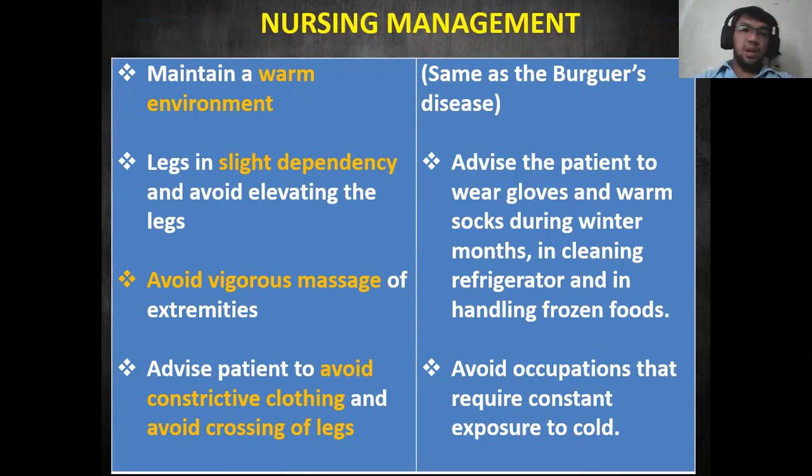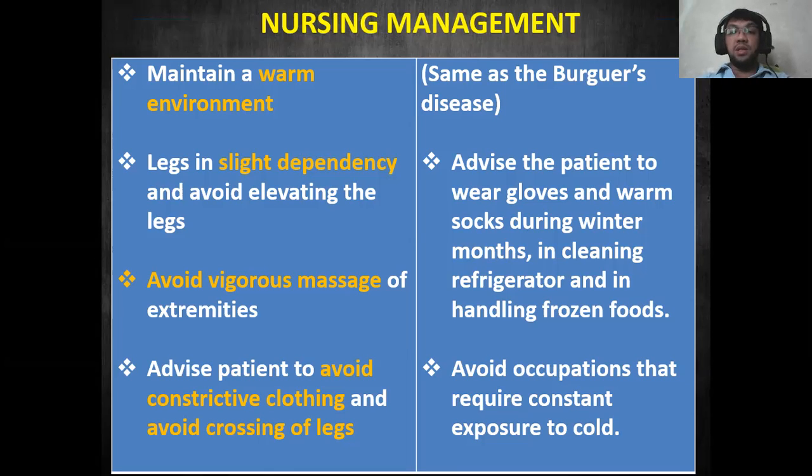Now for Buerger's disease, they need to maintain a warm environment because a cold environment can further vasoconstrict the blood vessels. Legs in a slightly dependent position and avoid elevating the legs. Because if the legs are elevated, of course, blood is not going to flow through them because of the force of gravity. Avoid vigorous massage of the extremities as well. And advise the patient to avoid constrictive clothing and avoid crossing the legs. So tell them not to wear tight fitting pants or shoes because this can further constrict the blood vessels.